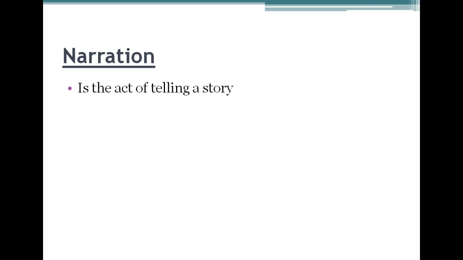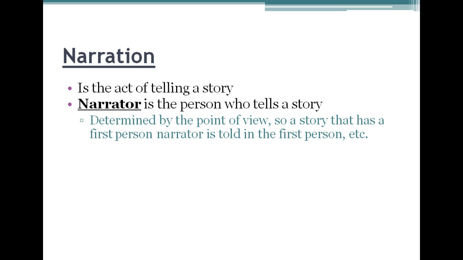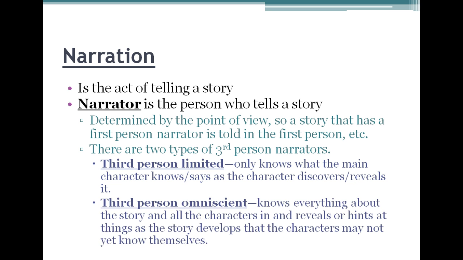Narration is the act of telling a story. A narrator is the person who tells a story. This is determined by the point of view, so a story with a first-person point of view narrator is told in the first person. There are 2 types of third-person narrators. One is third-person limited. This only knows what the main character knows or says as this character discovers or reveals this information. And third-person omniscient, who knows everything about the story and all the characters in it, and reveals or hints at things as the story develops that these characters may not yet know themselves. So this narrator knows things outside of what the characters know.